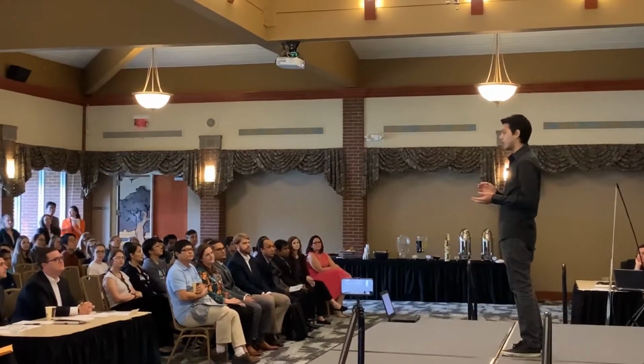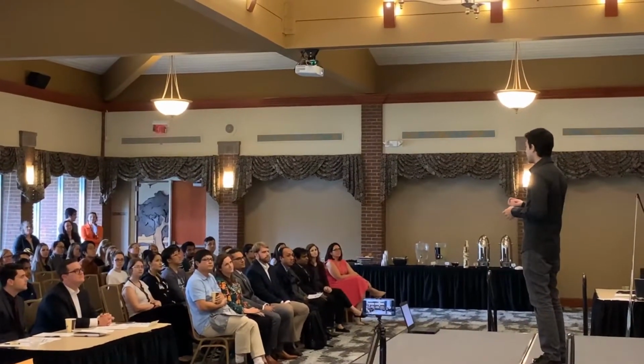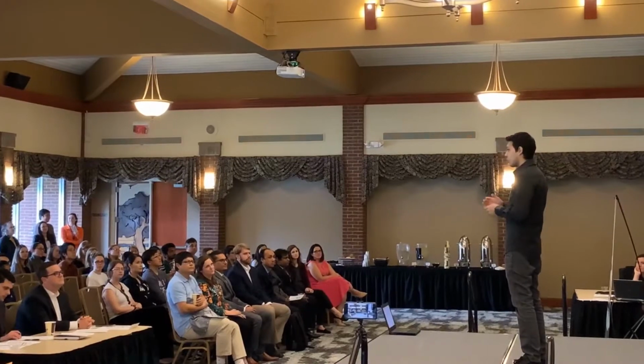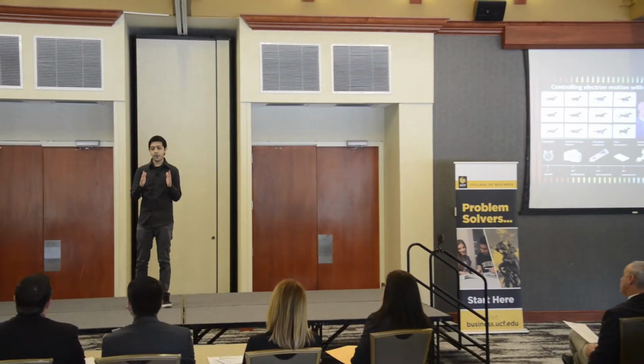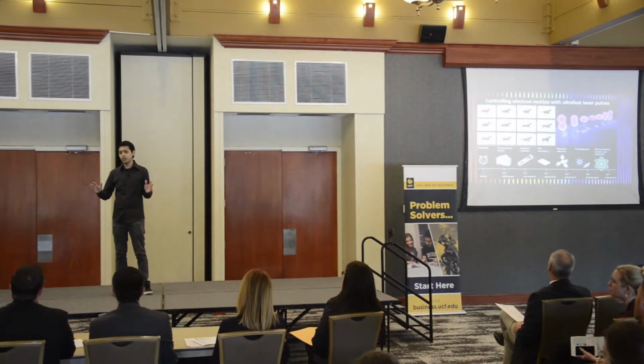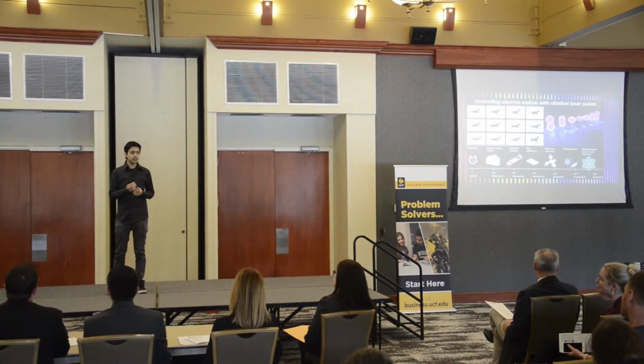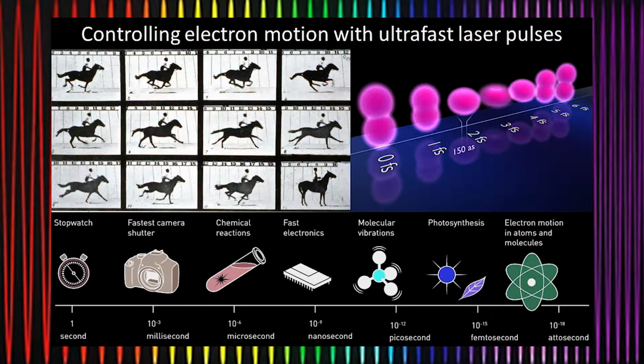And aside from being extremely small, electrons also move exceptionally fast, with changes to the probability cloud taking place on the order of attoseconds. That's 10 to the minus 18 seconds. To put that into perspective, there are more attoseconds in 1 second than there are seconds in the age of the universe. My PhD thesis investigates how we can observe and control electron motion with the use of ultra-short pulses of high-intensity light from lasers.